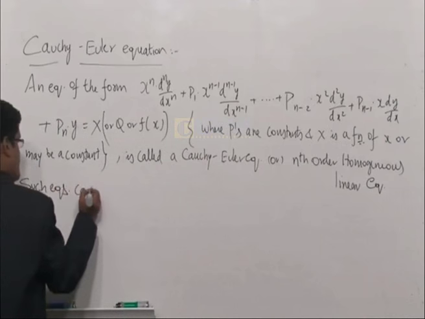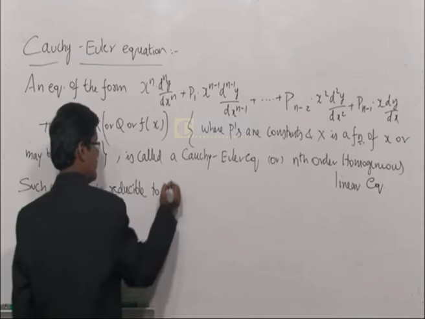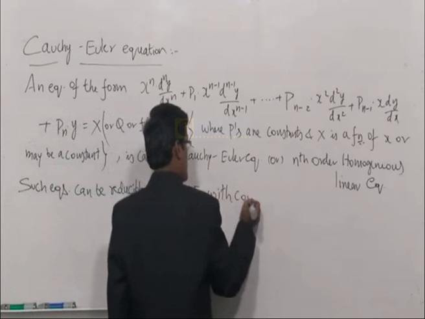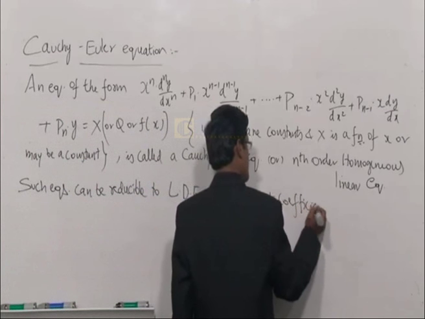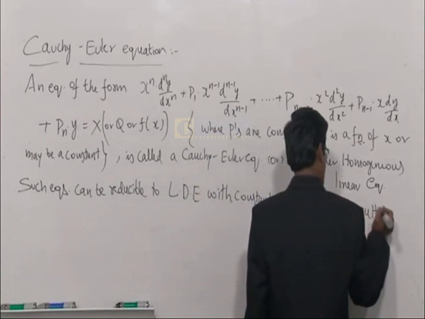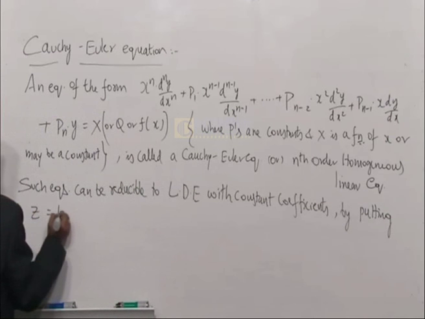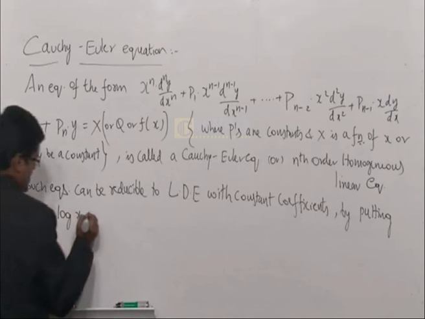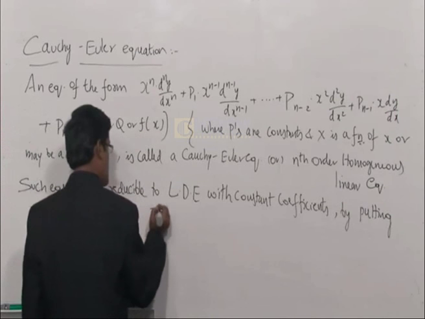Such equations can be reduced to a linear differential equation with constant coefficients by putting z is equal to log x. In some textbooks this is given as t. This implies x is equal to e power z.